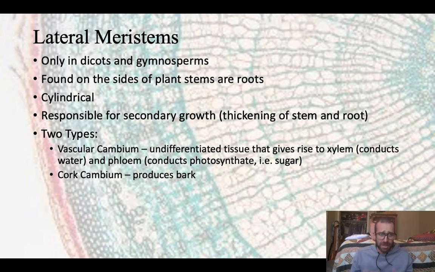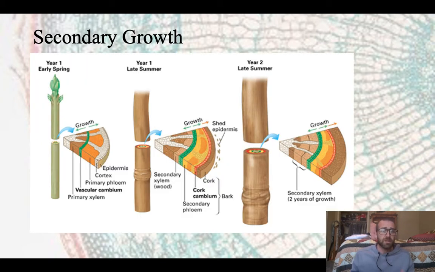And we have two types of lateral meristems. We have vascular cambium, which is tissue that's going to give rise to secondary xylem and secondary phloem, and we're going to go into what xylem and phloem do. They're very important. And we also have cork cambium, which produces bark. So as an example, here is a stem of some dicot.